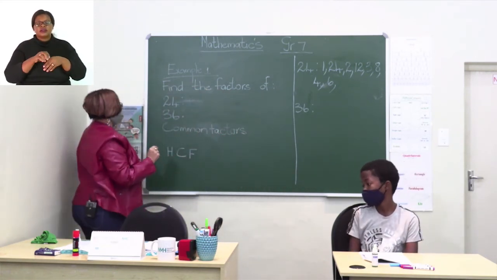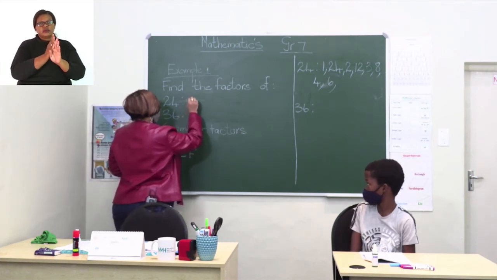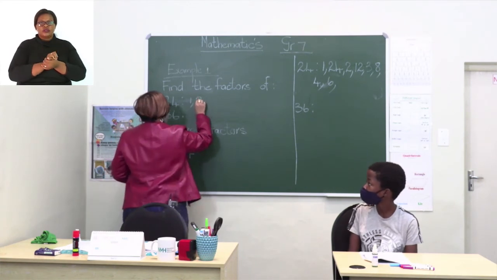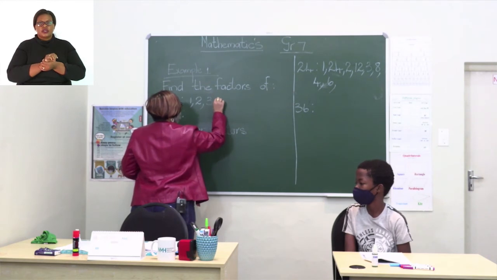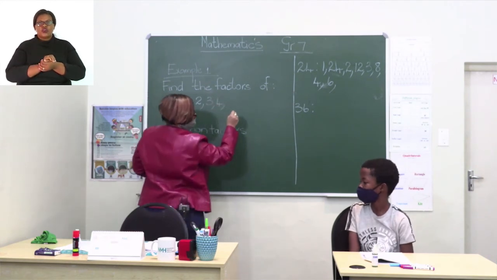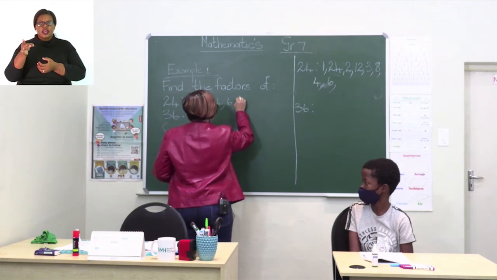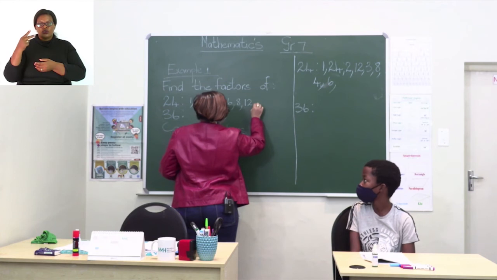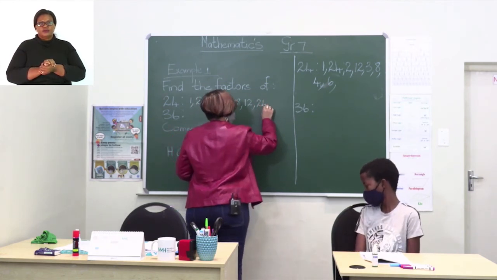Right, so what should we do now? What is our next step? You put them in order. We put them in order. We have 1, we have 2, we have 3, 4, 6, 8, 12, and 24.